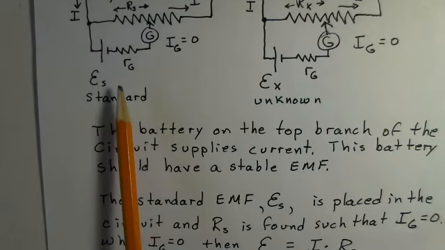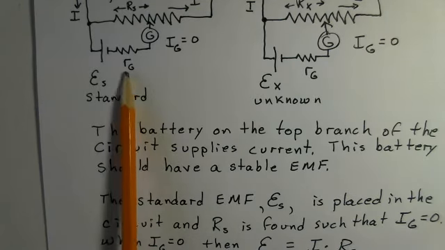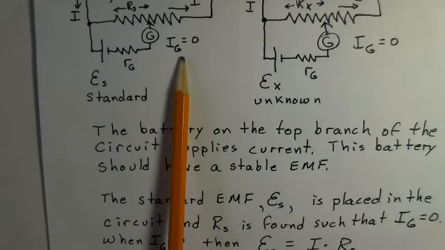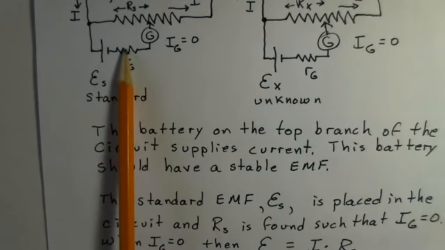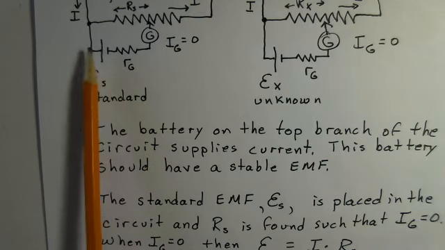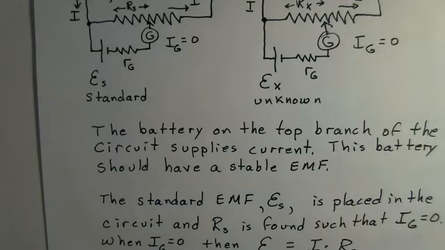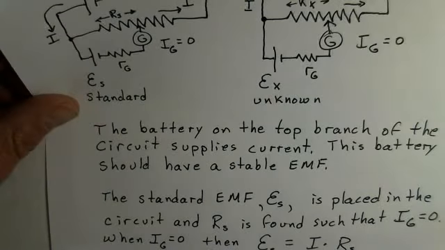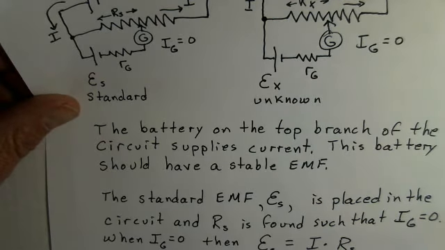Question for you: why am I not discussing the internal resistance of the battery and voltage drop across this internal resistance? Hint: the current of the galvanometer is 0. Current in this branch is 0, so there is no voltage drop here. We have a potential difference here. It's matched by the potential difference across R sub s, so that R sub g, the internal resistance of the galvanometer or the standard cell, does not need to be considered. So there's one relationship: the EMF of the standard cell is current times R sub s.